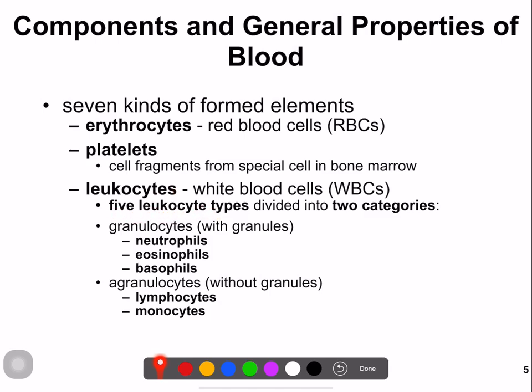The 5 white blood cells fall into 2 categories, granulocytes and agranulocytes. Just the name gives you an idea. One has visible granules, and the other one has no visible granules. Within the granulocytes, we have the neutrophils, the eosinophils, and the basophils. If you notice, all 3 of these names end with phil. Then we have the agranulocytes, and the 2 types are the lymphocytes and the monocytes.